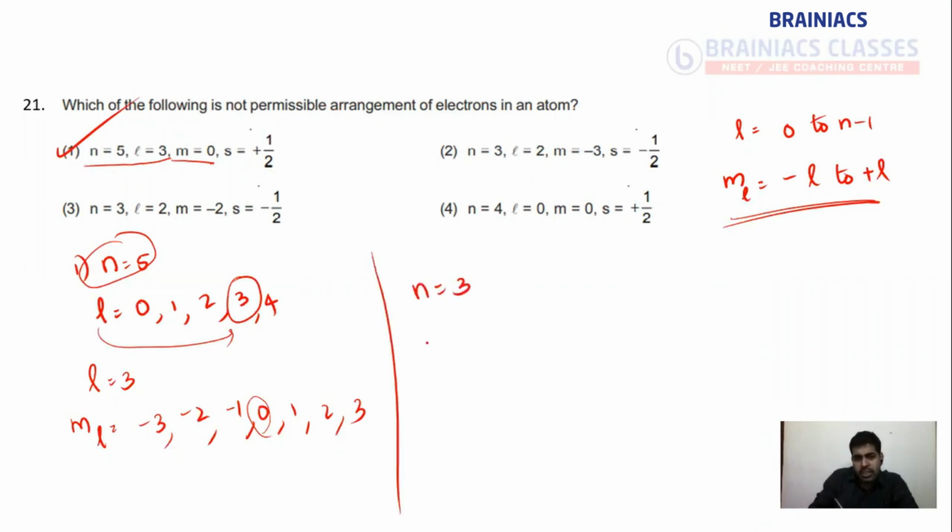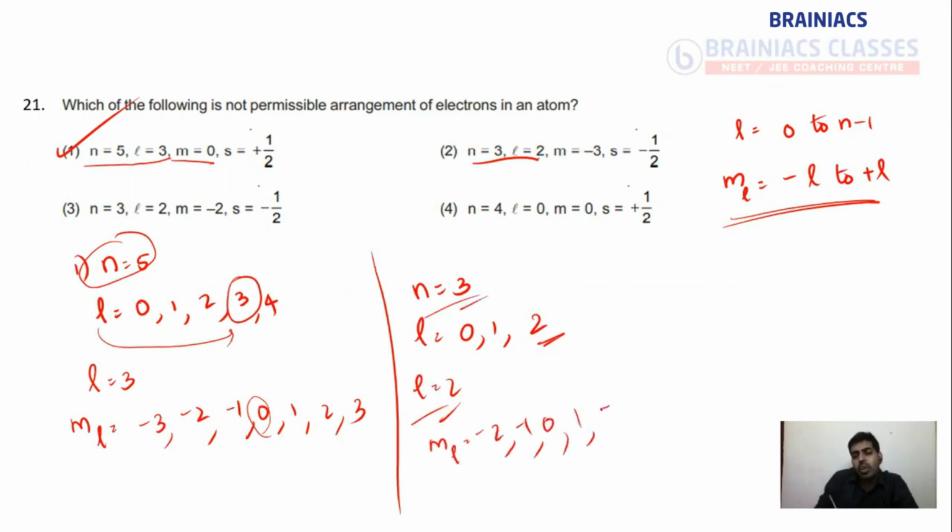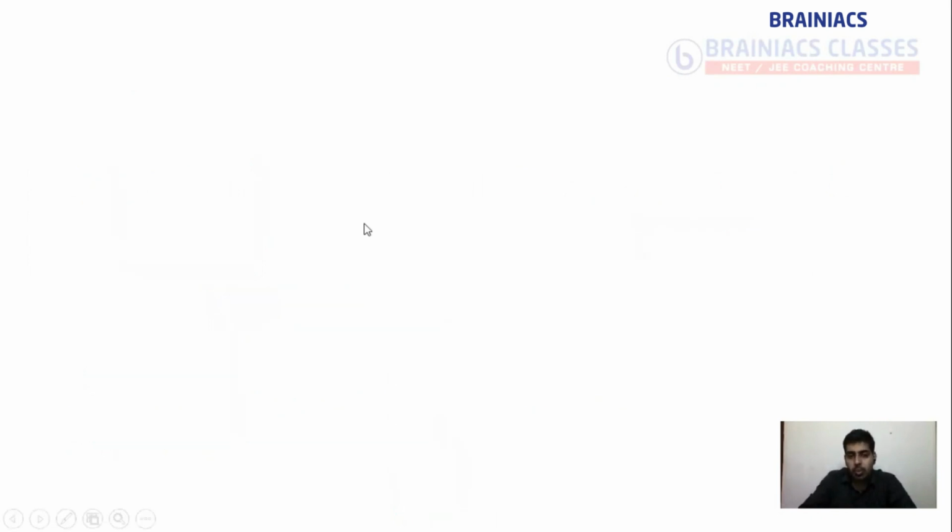n is equal to 3. So l can have values 0 to 3 minus 1, that is 0, 1, 2. Now here n is 3, l is 2. l equal to 2 means ml can have values minus 2, minus 1, 0, 1, 2, right? ml minus 3 is not possible. Here l is taken as 2. If l is equal to 2, ml can have values minus 2 to plus 2. Minus 3 is not possible. So this is the wrong arrangement. So the answer is option 2.